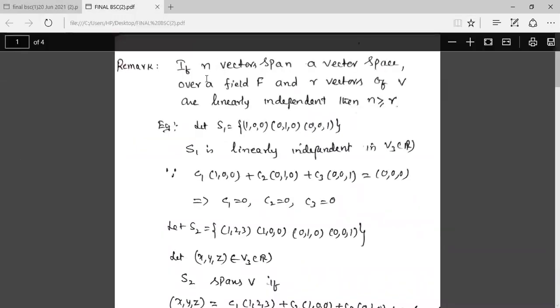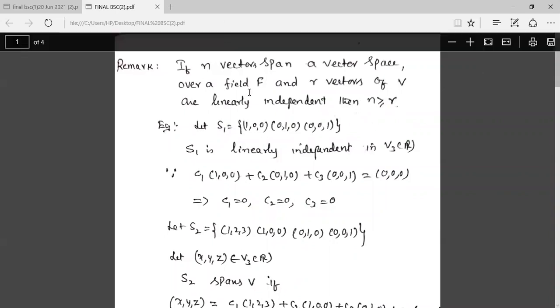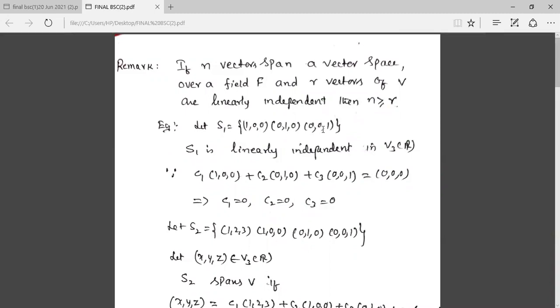What the remark says is, if n vectors span a vector space V over a field F and r vectors of V are linearly independent, then it is always true that n is greater than or equal to r. Let us cite one example to illustrate this. Suppose S1 is (1,0,0), (0,1,0), (0,0,1).